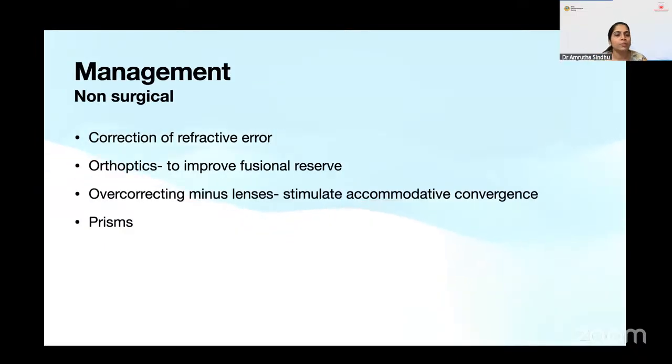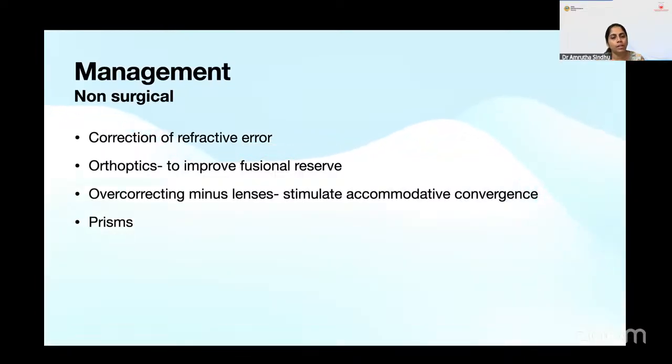Moving on to management of intermittent exotropia. For any squint, the first and foremost thing is to correct the refractive error. Commonly in the clinic, we see that uncorrected myopias are usually associated with intermittent exotropia. So always do a cycloplegic refraction and give them the best corrective glasses. Once their vision improves, their fusion will also improve. That will improve their control of the intermittent exotropia. So the first step in management is refractive error correction. So always do a cycloplegic refraction.